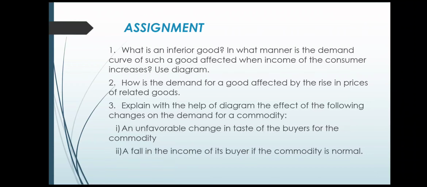The second part says, a fall in the income of its buyer if the commodity is normal. So I have already told you that there is a direct relationship between normal goods and income of the consumer. If there is a fall in the income of the consumer, there will be a fall in the demand for normal goods. So for this question, you will be preparing a graph showing a leftward shift in the demand curve.